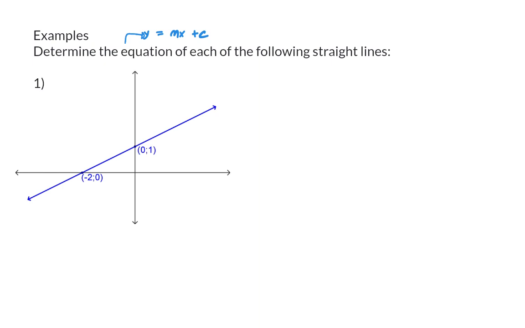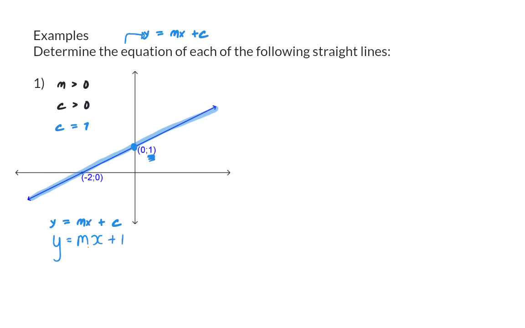In the first example, we can already say that because this is an increasing line from left to right, the m value will be positive. Looking at where it intersects the y-axis, we can also say that the c value will definitely be positive. And then here we know even more than that, and we can see that the y-intercept is at 1, which means that the c value is 1. So at the moment, we already know that the equation is y is equal to mx plus 1.